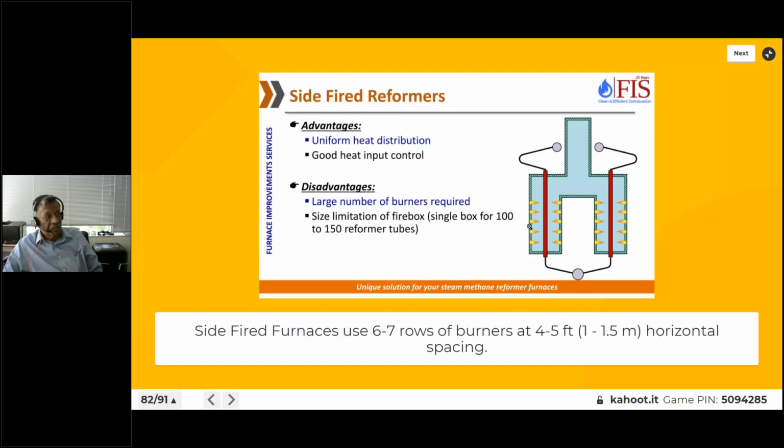You can see there are burners in the center. The difference is there is only 1 row per box. That's a major difference. And because of that, the cost of a side-fired reformer is always higher. But you can see this can be natural draft. The convection section is located on the top and the stack can be located on the top. So there are advantages and disadvantages of each type of design.